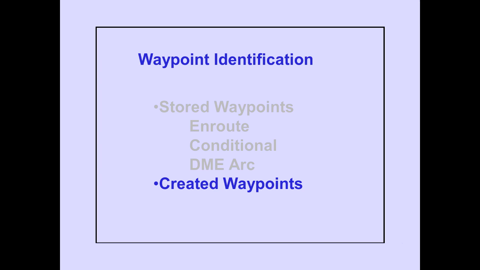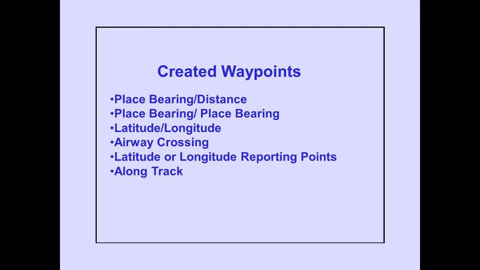Let's discuss created waypoints. Waypoints which are not stored can be created or entered as a place-bearing distance, a place-bearing, a latitude-longitude, airway crossing, latitude or longitude reporting point, or a distance along the track. Let's look at the place-bearing distance method first.